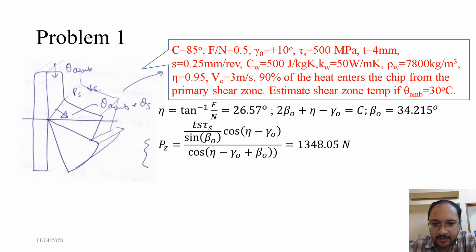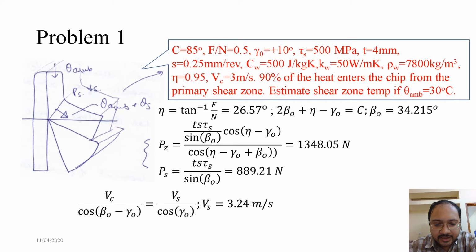This gives Pz equals 1348.05 Newton. Ps, Tau s by sine beta O, is 889.21 Newton. And using the sine rule of a triangle, we get Vc over cos of beta minus gamma equals Vs over cos of gamma O. This gives Vs as 3.24 meter per second.